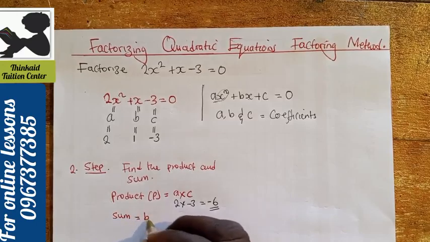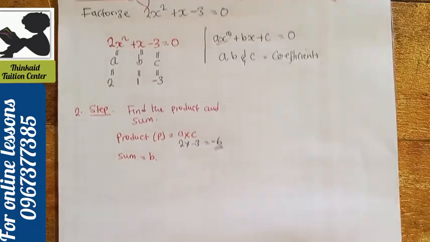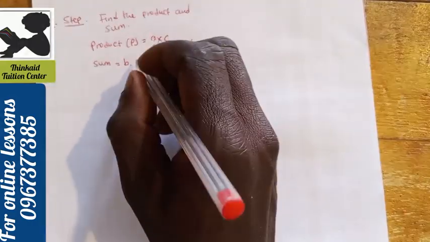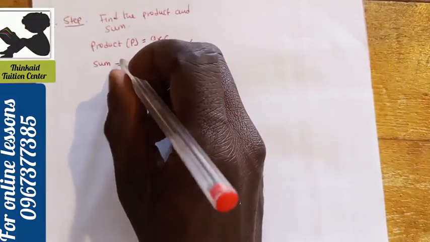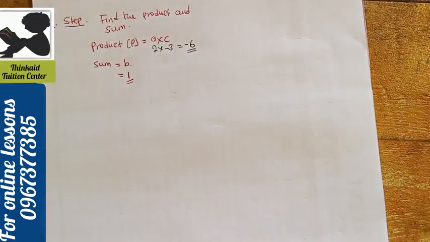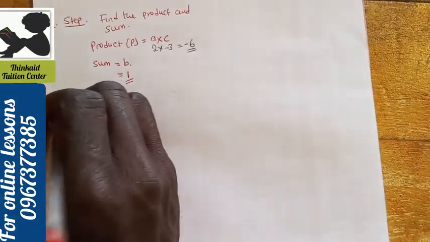And our sum is simply whatever number is on b. So what number is on b? The number on b is 1. So our sum is 1. After you find your product and the sum, you go to step number 3.